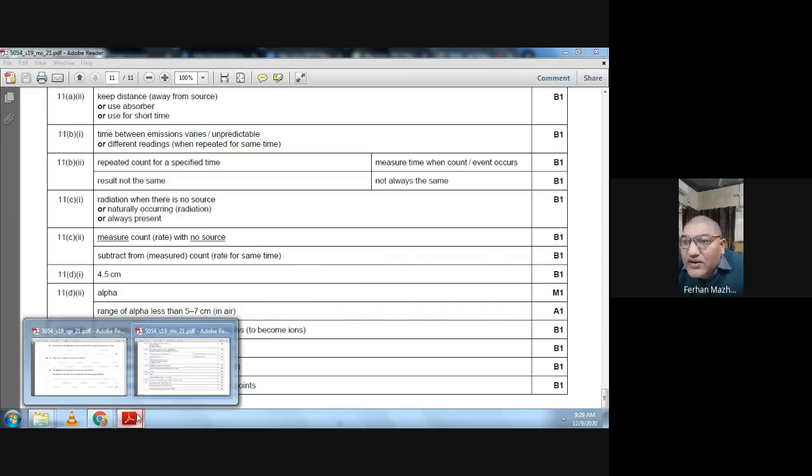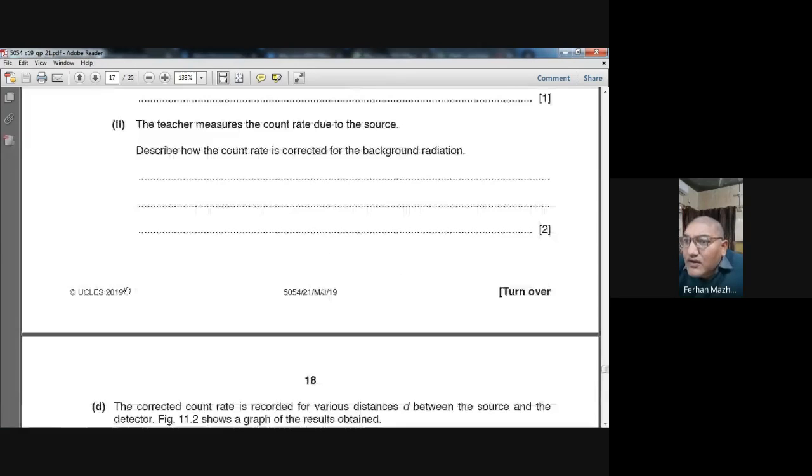Okay, let's move to the next one. The teacher measures the count rate due to the source. Describe how the count rate is corrected for the background radiation. So the method is very simple. Try to understand. Without the sample, you switch on the GM tube and note down the background radiation. For your understanding, let's say the machine tells you that the background radiation is 20.